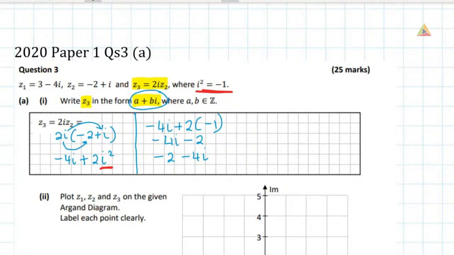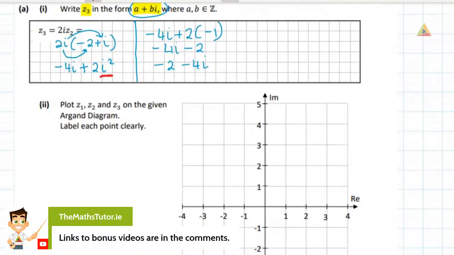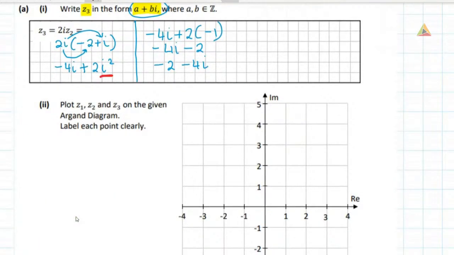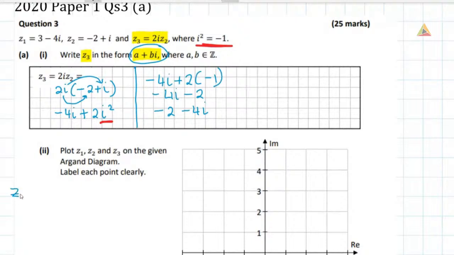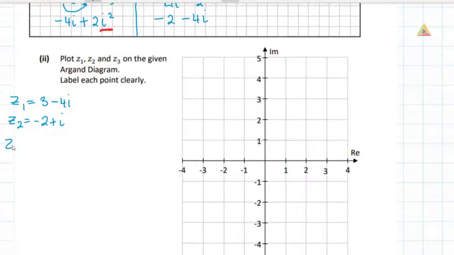So the next part of this question then asks us to plot Z1, Z2 and Z3 on the given Argand diagram and to label each point clearly. So again, we have our real and our imaginary axis. So Z1 is the complex number 3 minus 4i. Z2 is -2 plus i, and Z3 we've just worked out is -2 minus 4i. So we need to plot all three of these on our Argand diagram.